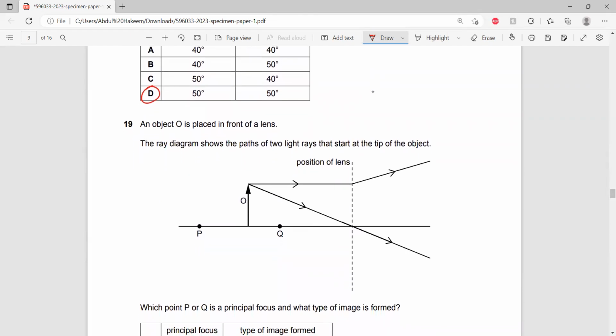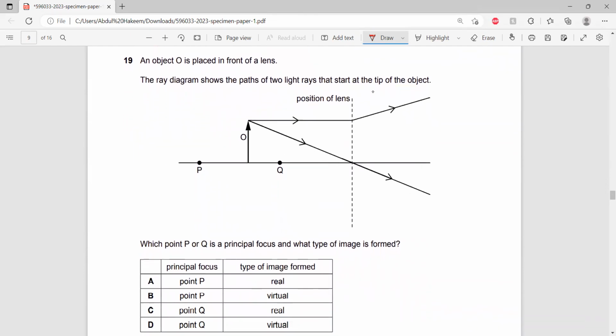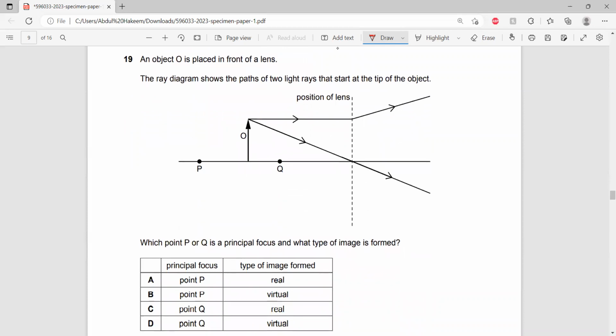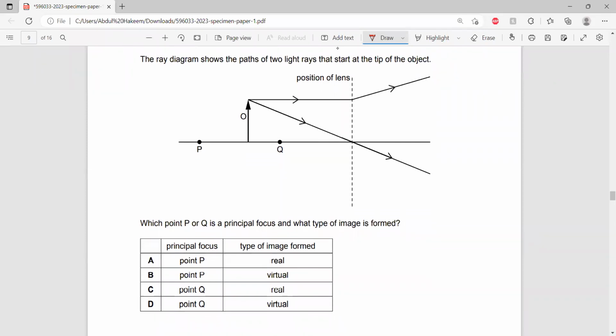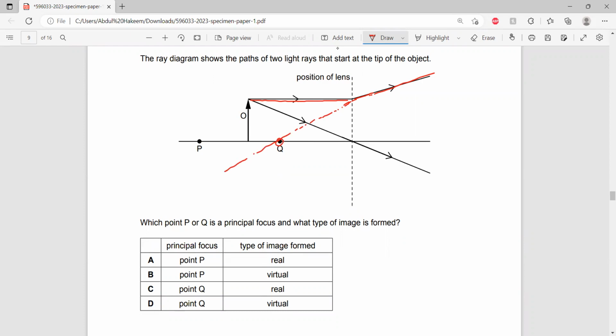Number 19. An object is placed in front of a lens. The ray diagram shows the path of the two light rays that start at the tip of the object. Which point, P or Q, is the principal focus, and what type of image is formed? Look, this is the light ray which is parallel to the principal axis. It bends up because this is a concave lens. When it is extrapolated back, it is passing through Q. So Q is the principal focus.